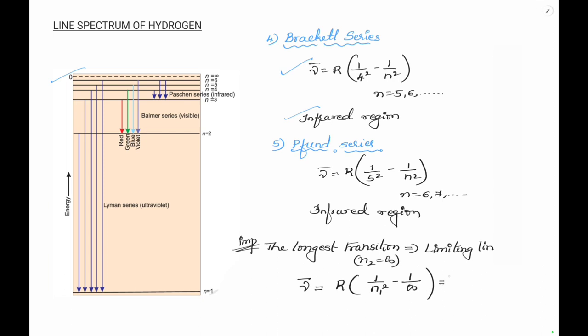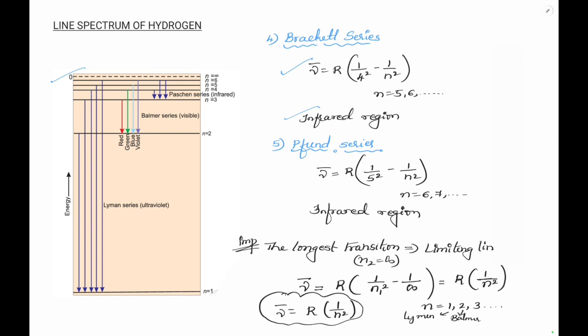So the expression simplifies to R into 1 by n1 square, which in general I can write as n square. Now this n can be 1, 2, 3, like that. So it is 1 for Lyman series, 2 for Balmer series, 3 for Paschen series, and it continues like this. This particular formula, nu bar is equal to R into 1 by n square, will give us the wave number or wavelength for the limiting line.